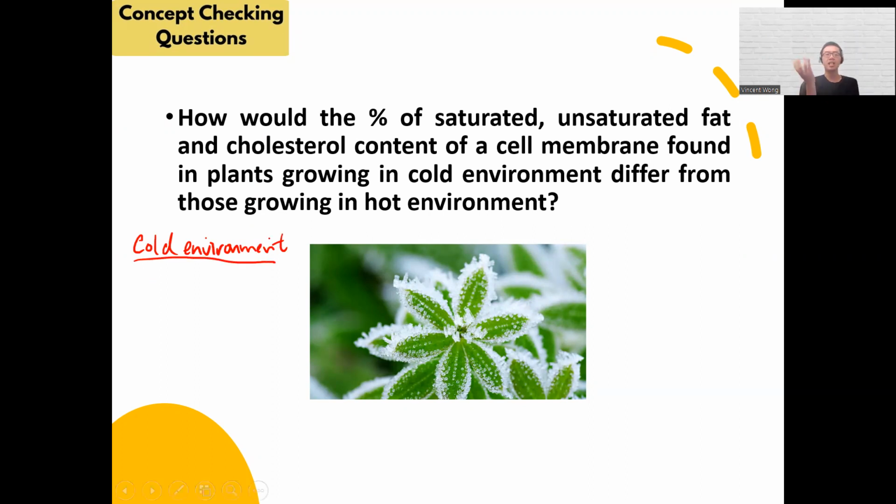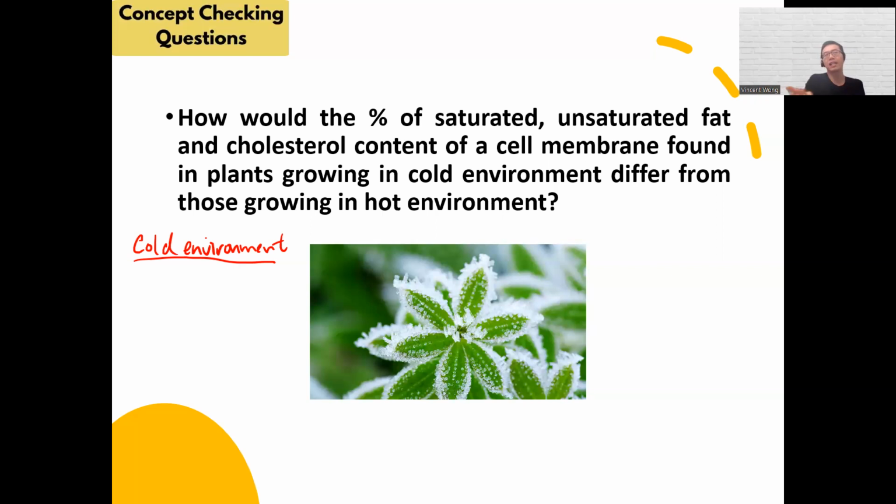Okay, so if I look at the cell membrane from a plant that grows in northern Canada, okay, very cold all the time, what would the percentage be? If a plant is from a cold environment, the low temperature would cause the membrane to be more solid than it otherwise would, right? I need you to understand that statement. If it's really cold all the time, then the membrane has a tendency to be more solid than it otherwise would, right?